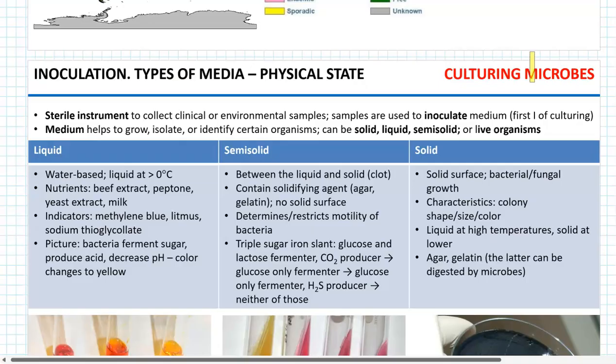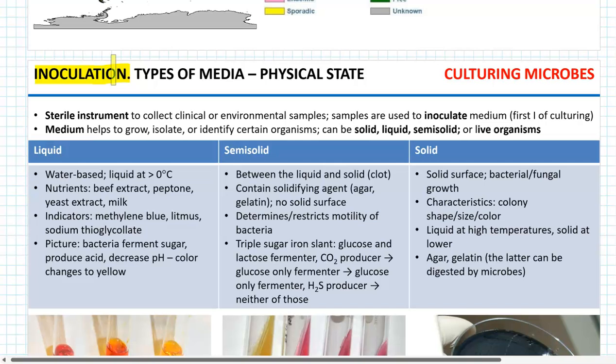So, culturing microbes implies 5 steps. You don't have to write them down because we're going to go through each step. Inoculation, incubation, isolation, inspection, and identification. So we're going to start with inoculation. What does the term inoculation mean? It means deliberate placement of your bacterial sample on the agar, in the medium.